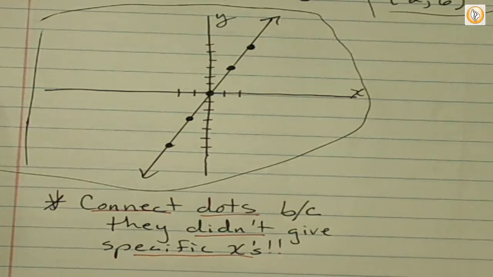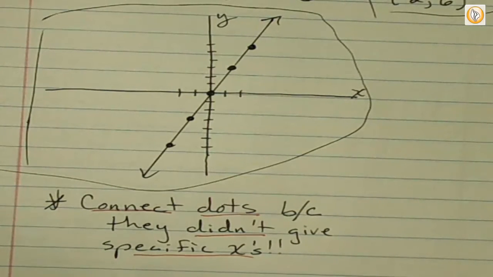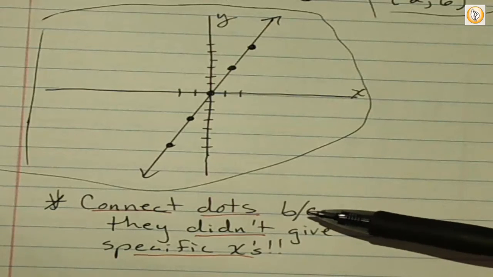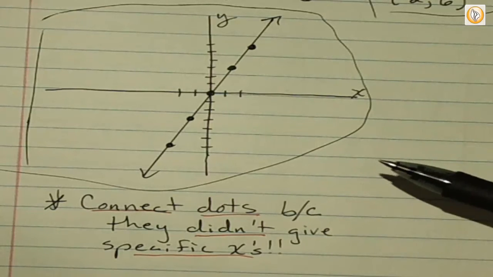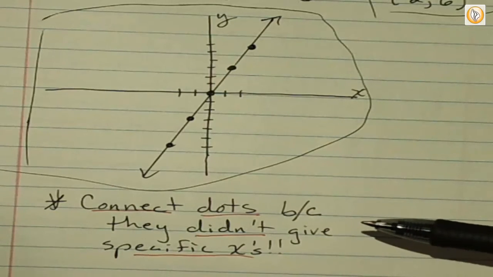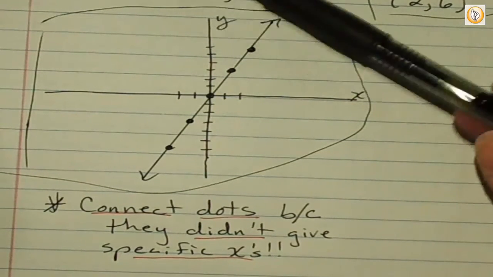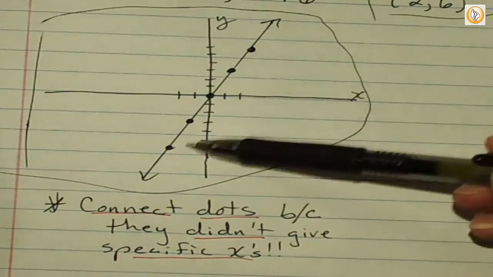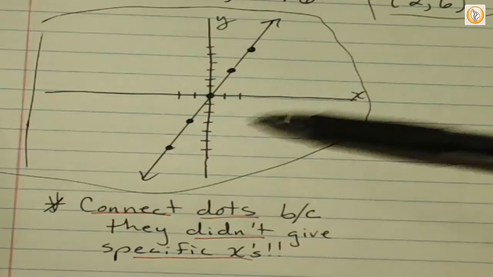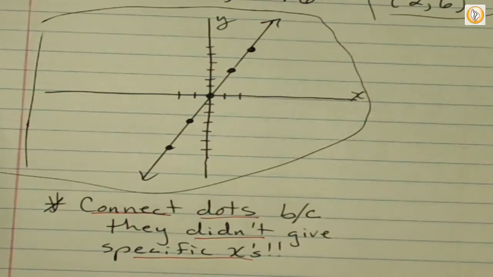Yes, sir. If we don't connect the dots on this, would it be wrong? Yes. Bless you. That's why this is so important. And it's going to be hard to remember. Okay, but if they do not give you specific x's and you have to come up with your own, you connect the dots. If they give you specific x's, you do not connect the dots.